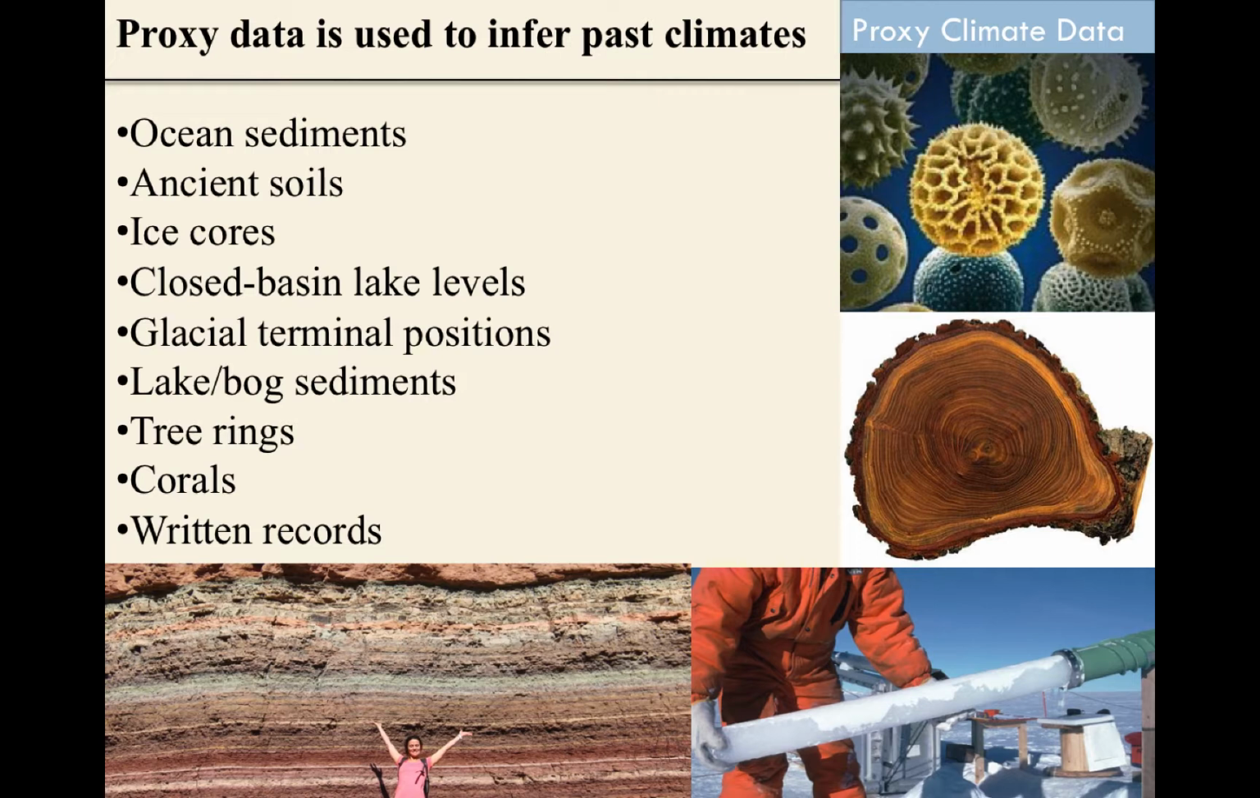Proxy data is used to infer past climates. Examples of proxy data would be pollens over here, dendrochronology, the study of tree rings, any kind of ocean sediments, ancient soils, ice cores shown in the lower right here. Also looking at geological strata, as this person's indicating here, corals, and also written records.